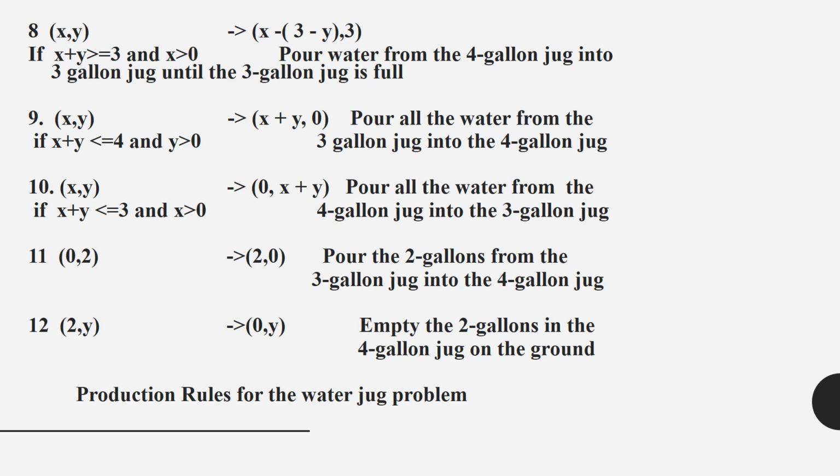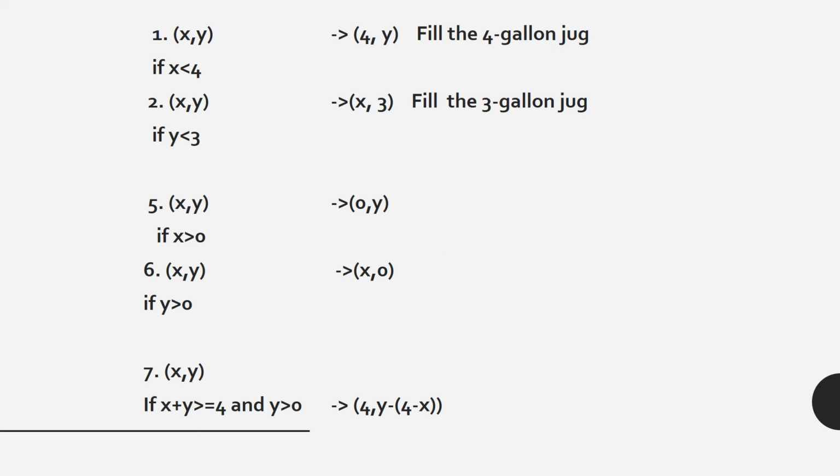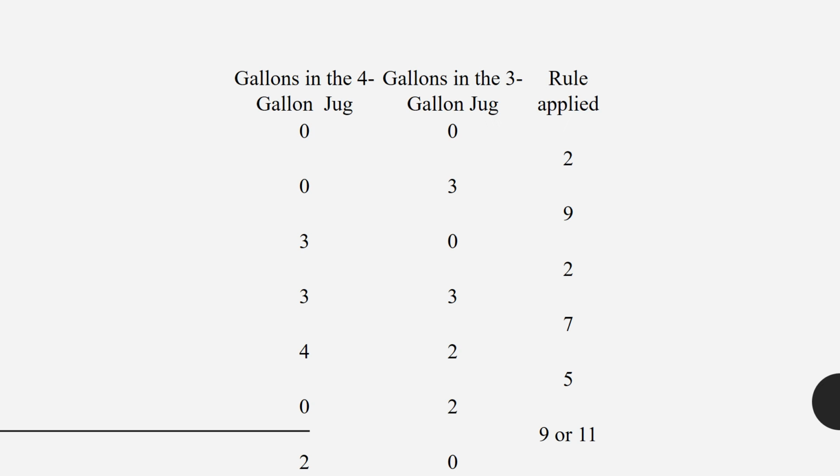After applying the rule, we will check whether we have reached the goal state. If yes, we will stop. Otherwise, we will continue with the next matching rule. That is the idea of solving the water jug problem with the help of production rules. Here I have written the rules in a simplified manner. Here you can see a solution for the water jug problem. The rules which I have applied here are Rule 9, Rule 2, 9, 2, 7, 5, 9 or 11.